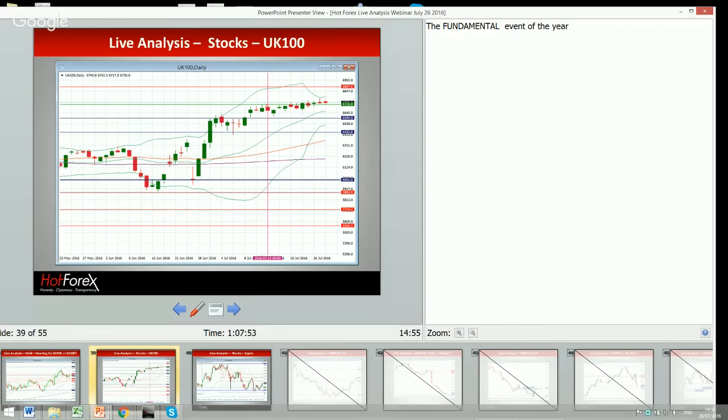I don't anticipate a Chinese situation again, but I can see quite a decent fall. So my target's here at 6,590 and perhaps lower here at 6,450, but I don't think we might get back there. But the reaction will be quite severe.